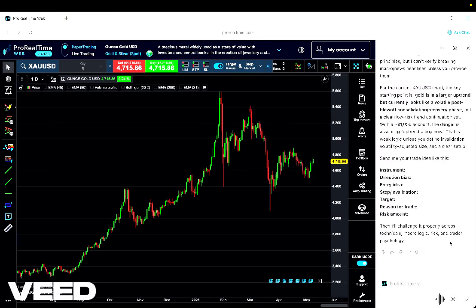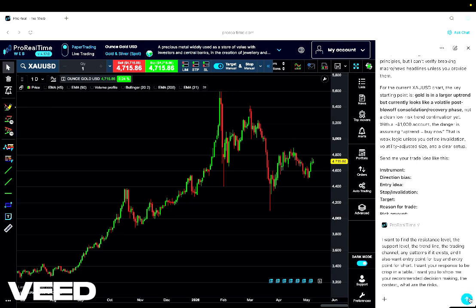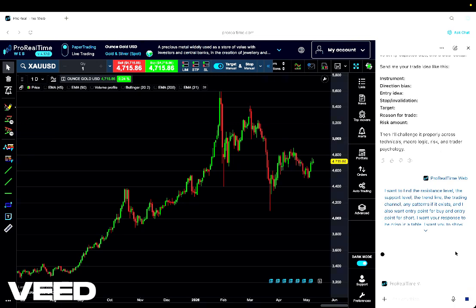I want to find the resistance level, the support level, the trend line, the trading channel, any patterns if they exist. And I also want an entry point for buy and an entry point for short. I want your response to be crisp in a table. I want you to show me your recommended decision making, the context, and what the risks are. Now I'm just executing my voice-driven instruction, and then this is the response, right?